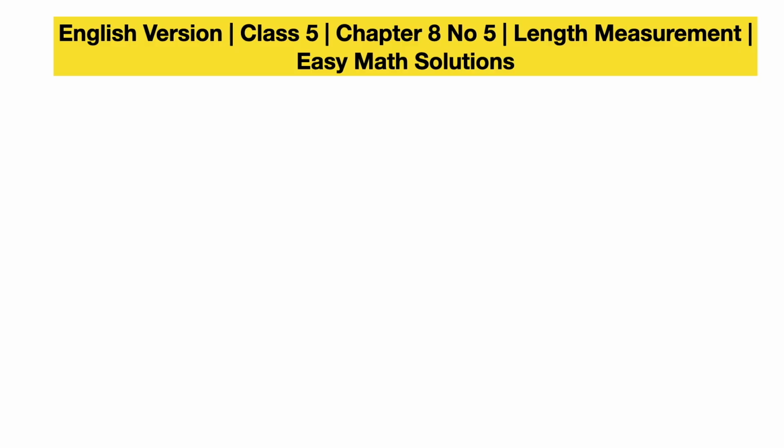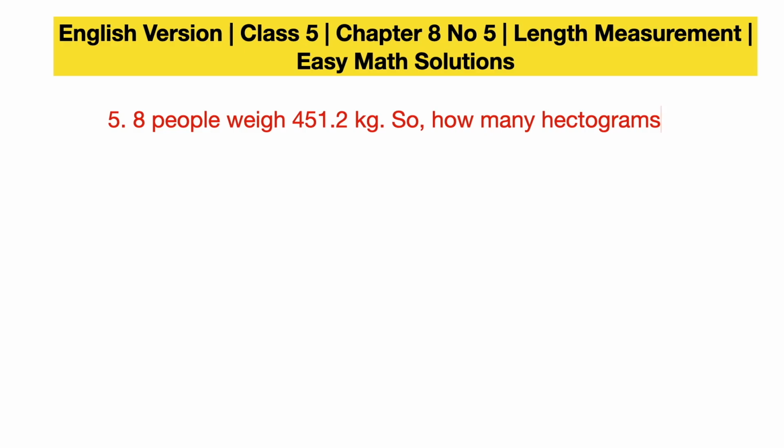English version, mathematics, class 5, chapter 8, length measurement, number 5. 8 people's total weight is 451.2 kg. So how many hectograms will their average weight be?